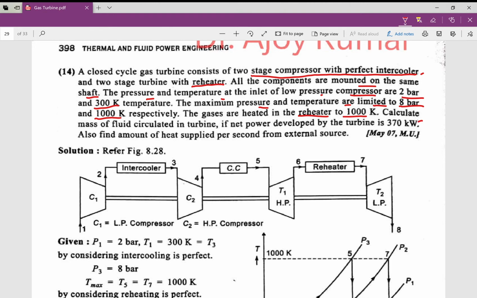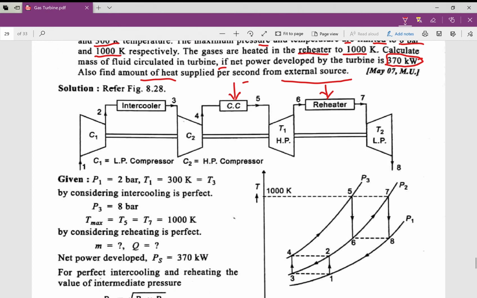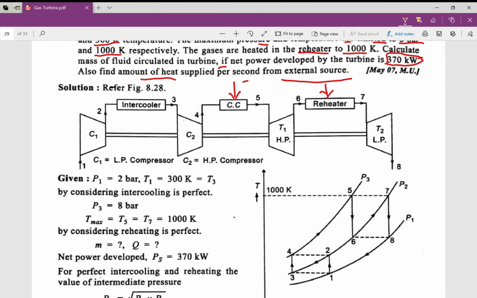Calculate the mass of fluid circulated in the turbine if net power developed by the turbine is 370. This is the net power produced by the turbine, given. Also find out the heat supplied per second from external source. From external source, how much heat is supplied. These are the external sources. Okay, now, this is a line diagram and TS diagram as well.